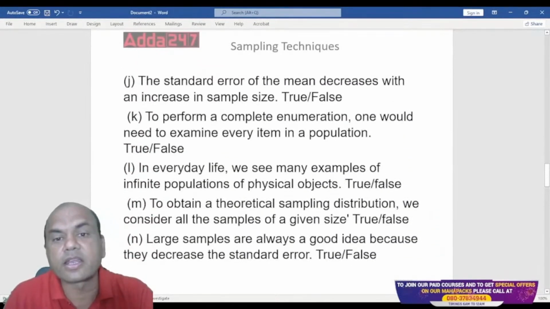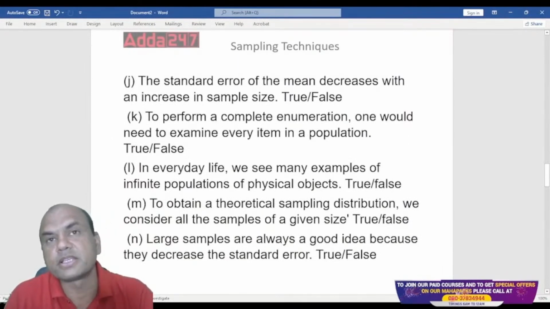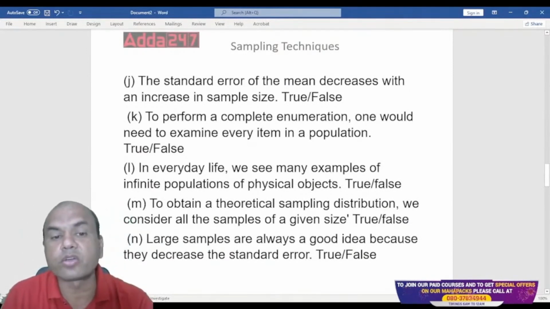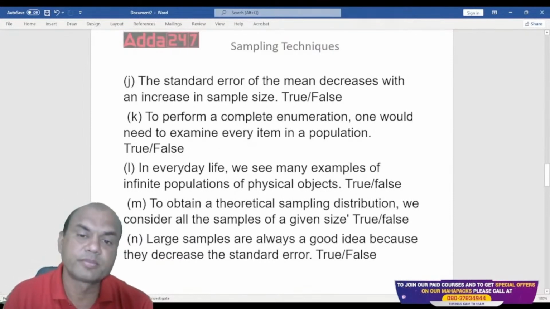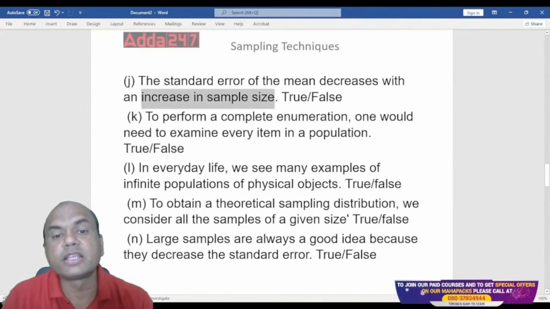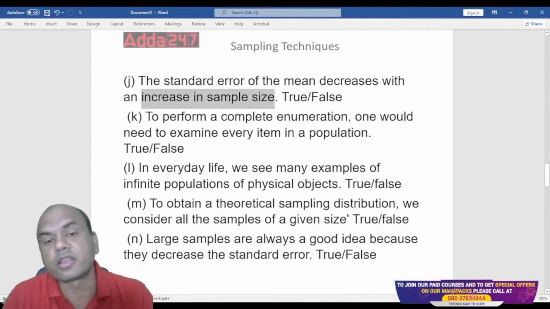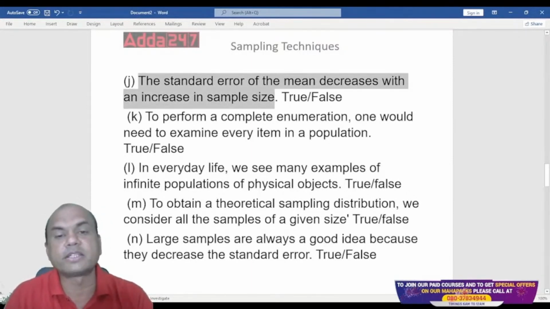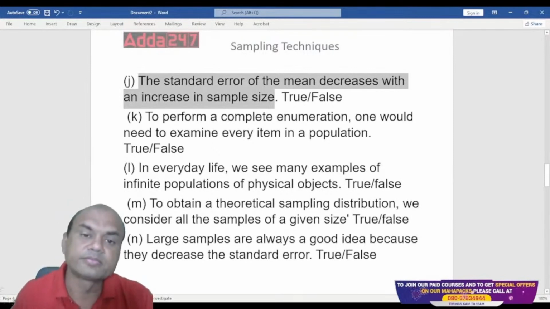The standard error of the mean decreases with an increase in the sample size. So as I go on increasing the sample size, will the standard error decrease or will it increase? As I go on increasing the sample size, will this standard error decrease or increase? What do you say? True or false? Type fast in the comment section, everyone.